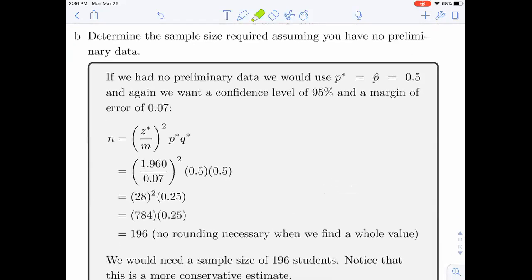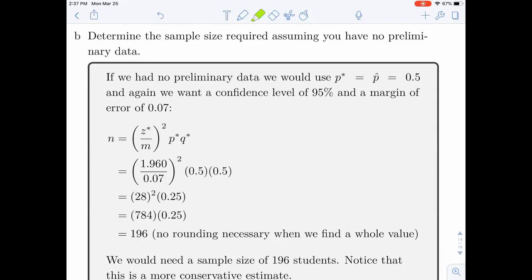If we have no preliminary data, the only thing that changes is that our P star is going to be 0.5 now. We have no information about this population, so we're assuming a 50-50 split between the two groups. And same thing here, this just came out to a nice 196, so we didn't have to round because it came to a whole number.